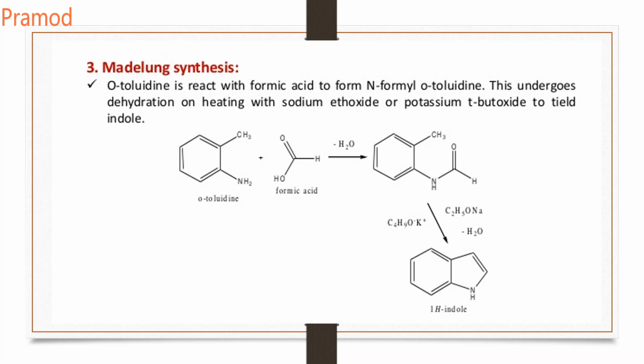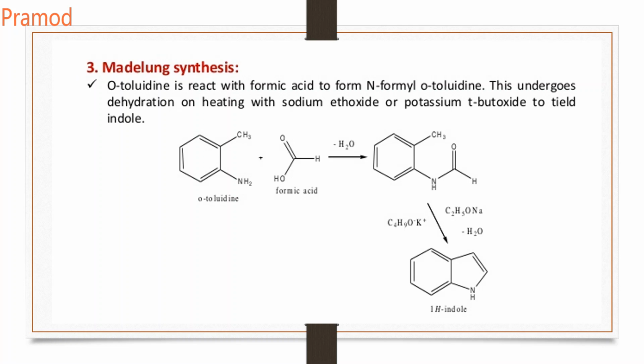So what happens? This N-formyl orthotoluidine, when you treat it with sodium ethoxide or potassium tertiary butoxide on heating, undergoes dehydration to give you your indole. So this is the third method. What is the third method? You take orthotoluidine. You treat it with formic acid to form N-formyl orthotoluidine, and this undergoes dehydration in presence of your base like sodium ethoxide or potassium tertiary butoxide to give you your indole.